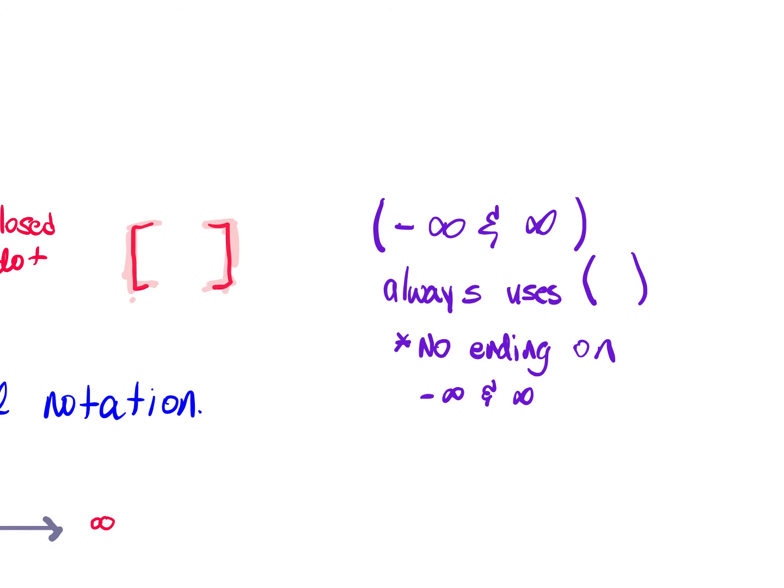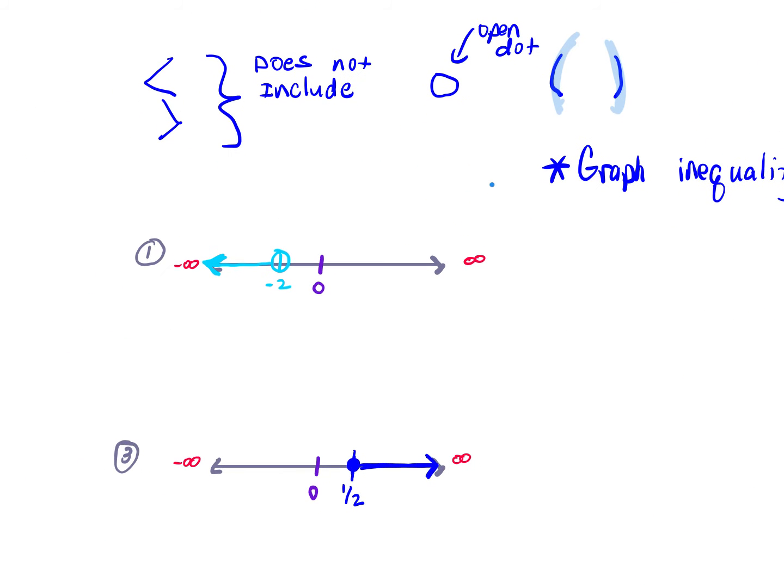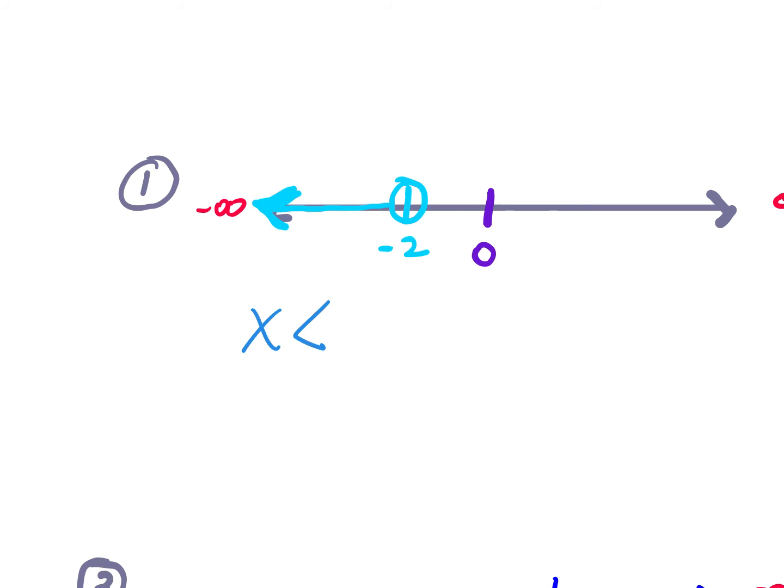When you are doing interval notation, you should solve your inequality, graph it, then do your interval notation, because it's easier to do interval notation when you have your graph to read. I gave you a couple of examples of graphs so we can look at them. Can anybody tell me what the inequality statement would be for number 1? Everything has to be less than negative 2. So your inequality statement would be x is less than negative 2. You would solve your inequality, get x less than negative 2, then graph it, just like we did here.